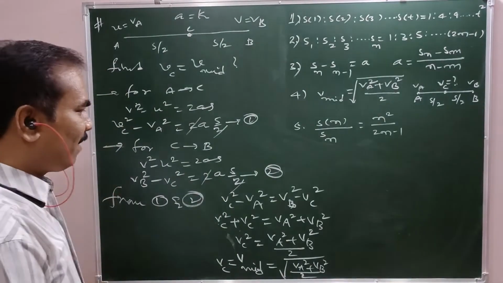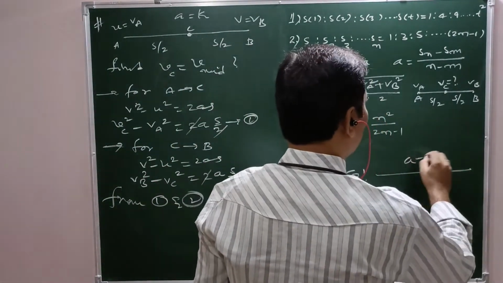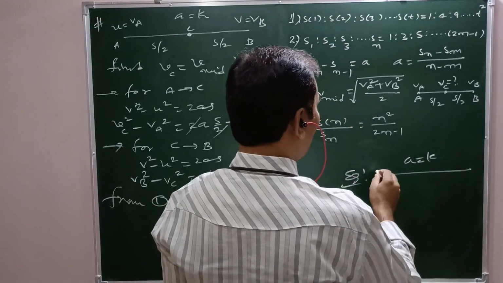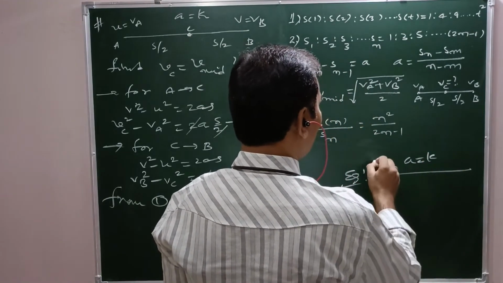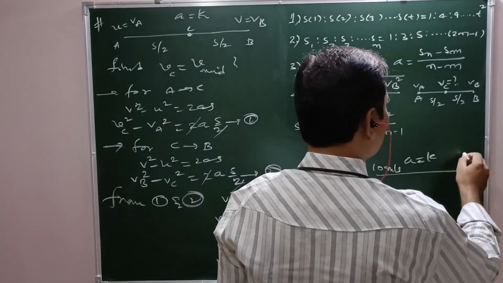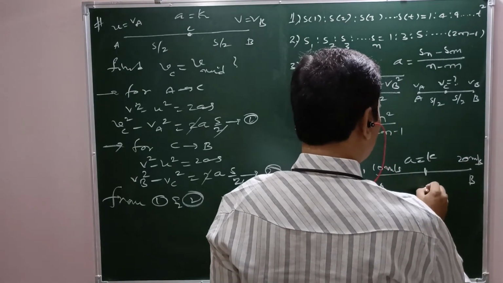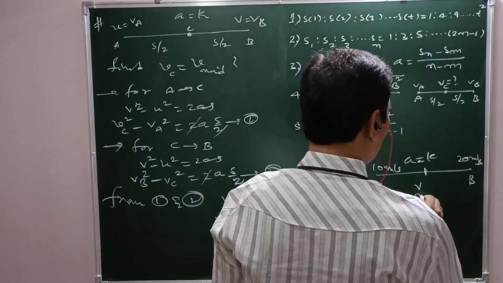Am I right? For example, here the particle moves with constant acceleration. At A, what is the velocity? 10 meters per second. At B, what is the velocity? 20 meters per second. At midway C, V mid.